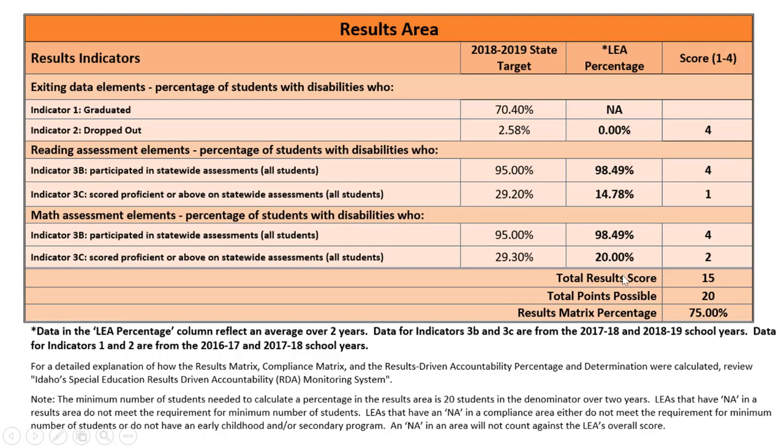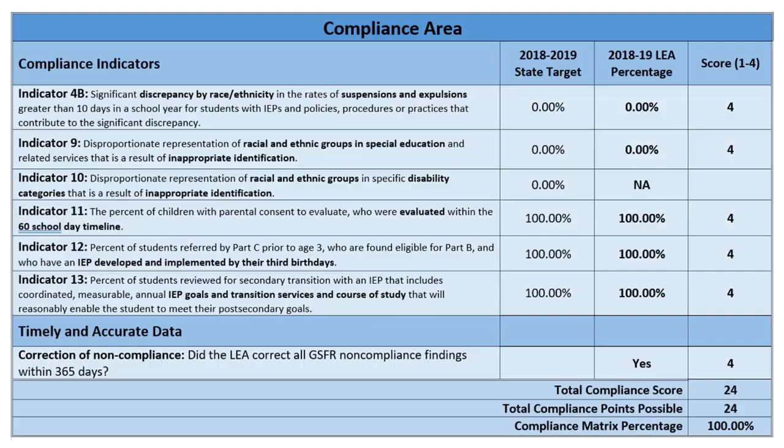Okay, so the total results score is the sum of the above cells, and the total points possible is 24 if you have data for each of those results indicators, but varies by LEA. So LEAs who don't meet that minimum N size requirement might have a total points possible of fewer than the total of 24. Okay, now we're going to talk about the compliance area.